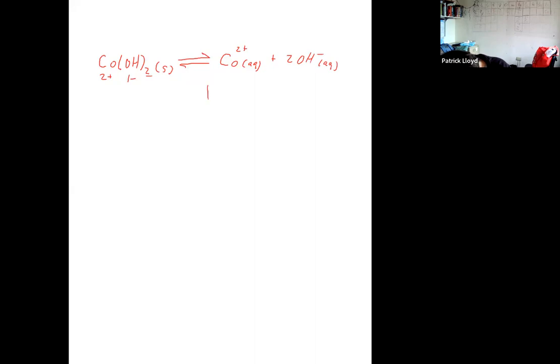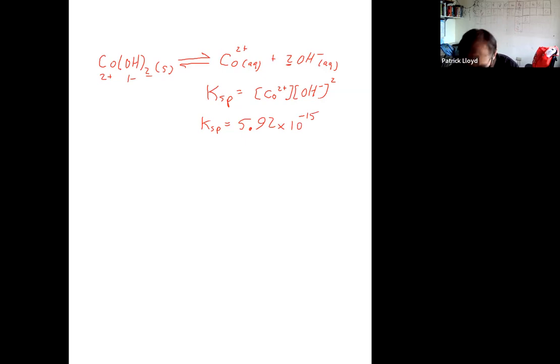The expression for KSP is products over reactants, but the reactant is a solid, so we don't include it. So the concentration of cobalt times the concentration of hydroxide. Again, don't forget the 2, the exponent goes in there, or the coefficient becomes an exponent. Now, I'm going to write the value. KSP is 5.92 times 10 to the -15. That's the value that I looked up on the data tab in ALEKS for cobalt(II) hydroxide.